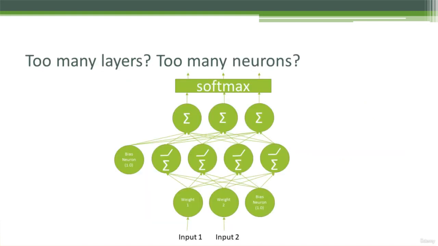Let's go into some. So a very simple thing might be you might just have too complex of a model. Maybe you have too many layers or too many neurons. So you could have a deep neural network that's too deep or maybe too wide or maybe both, right?